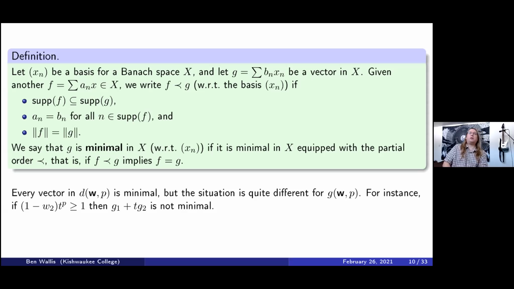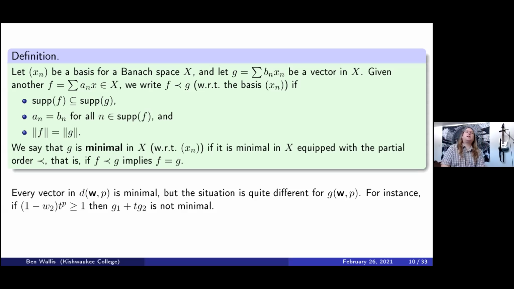So we're used to, or at least I'm used to, working with LP and Lorentz spaces where every vector is minimal. If you zero out a non-zero coefficient, you are changing the norm. That is not the case with all the vectors in the Garling sequence space. And indeed, I've given an example down here. This is an example of a vector where you can zero out one of the non-zero coefficients without changing the norm of the vector.